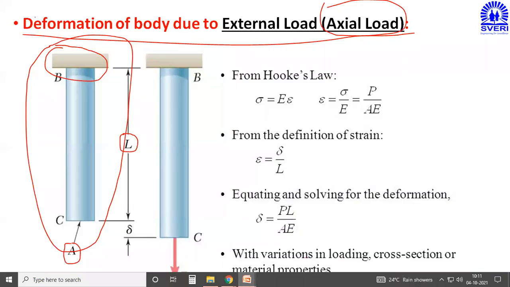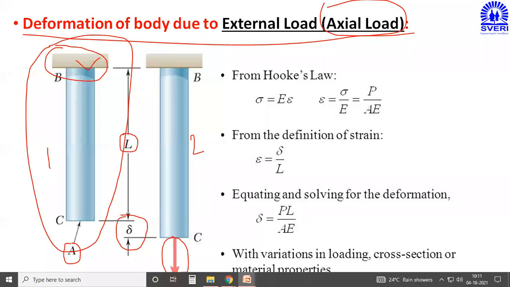Now in the first figure, this is the basic figure: the rod is fixed at the top side and the bottom side is free, and there is an original length. Now in the second figure, the same rod BC is there, but at the point C some amount of force is applied. You can see here in the figure, in the first figure no force is applied. In the second figure, some force is applied at the point C. So what happened? Due to this force applied in the downward direction, the deformation takes place, and that deformation is indicated by delta.